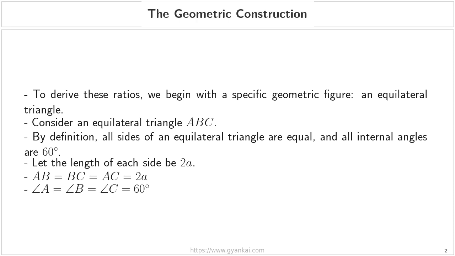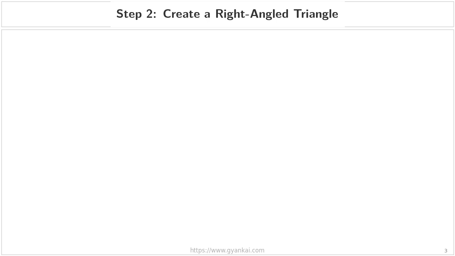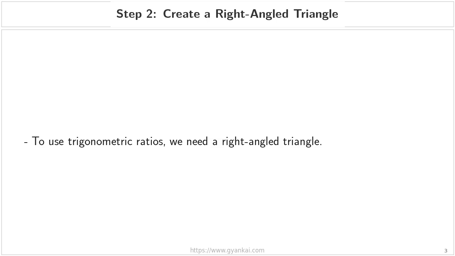Step 2. Create a right-angled triangle. Now that we have established our equilateral triangle with all sides equal to 2a, we run into a small problem. As we discussed in the previous slide, trigonometric ratios are specifically defined for right-angled triangles. However, our triangle ABC is equilateral, meaning all its angles are 60 degrees. To move forward with our derivation, we need to create a right angle.